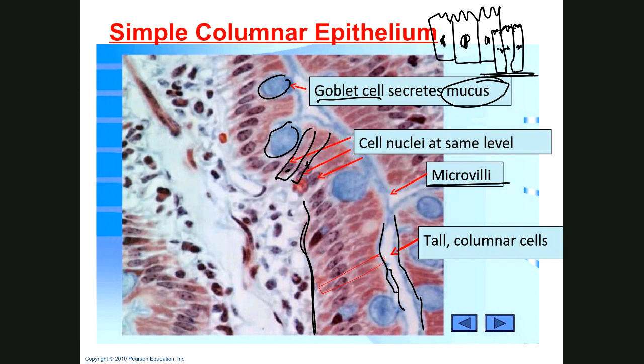And the purpose of the folds is to increase surface area for absorption. So food particles can attach to the surface and be absorbed. The more surface, the more food particles can be absorbed. So that's the function of microvilli, and that's why these cells have microvilli.